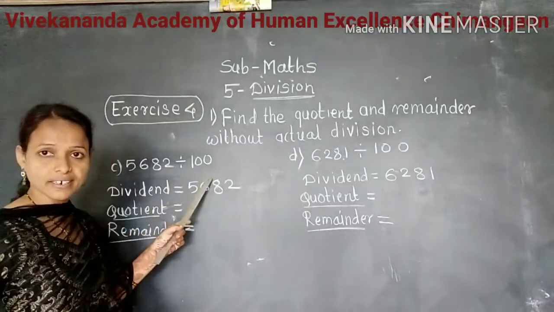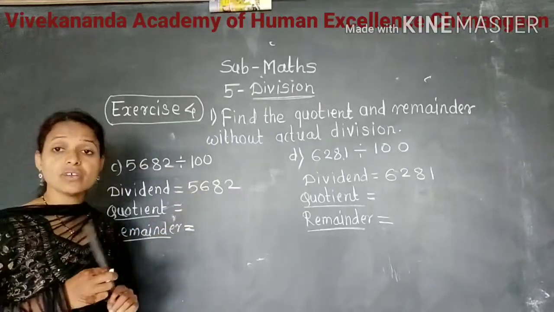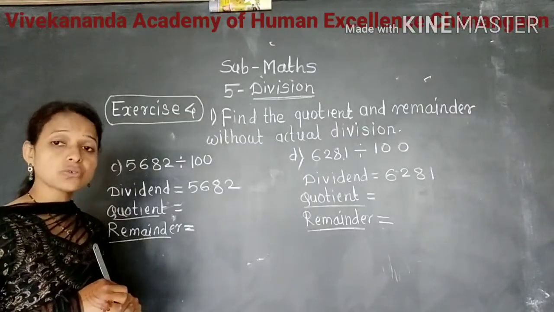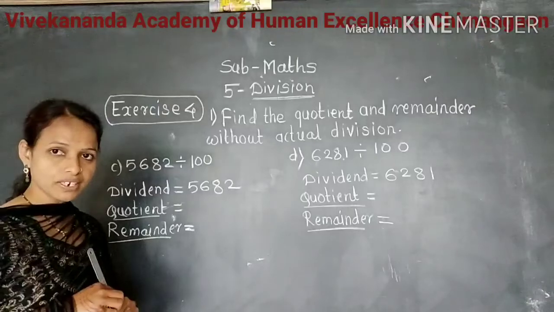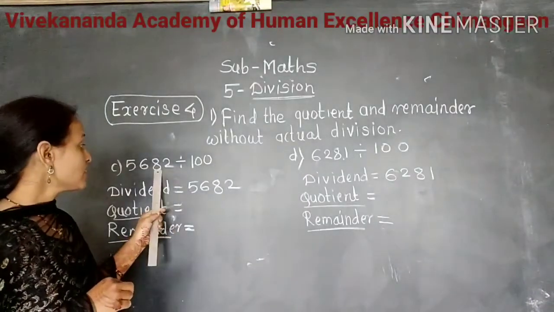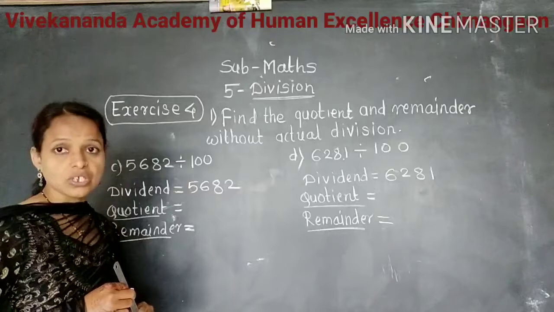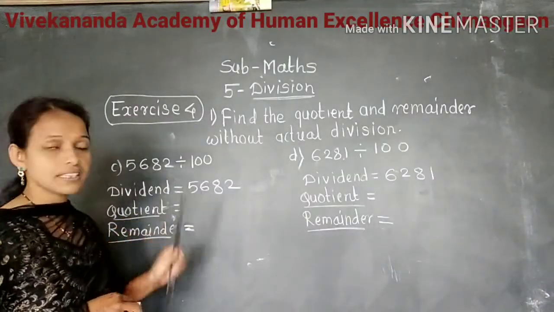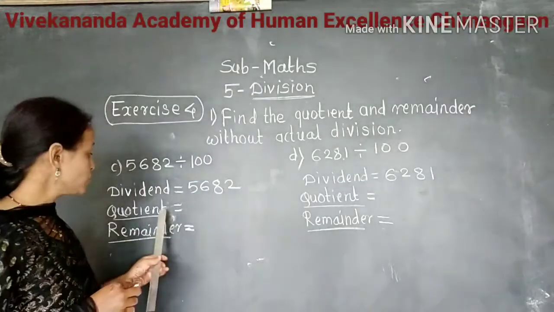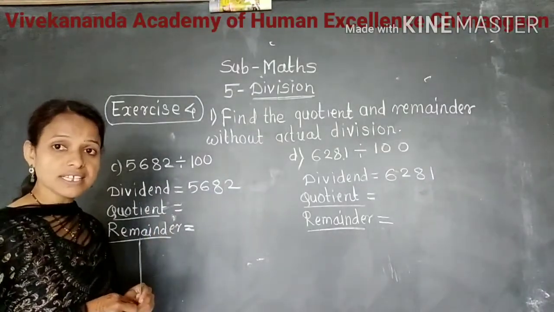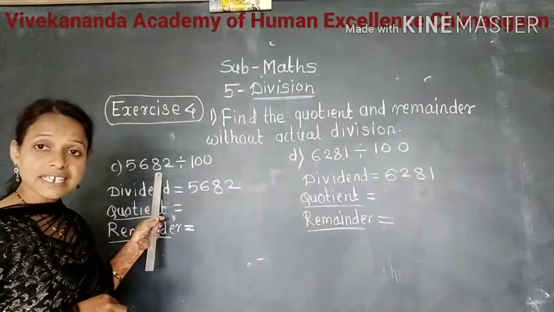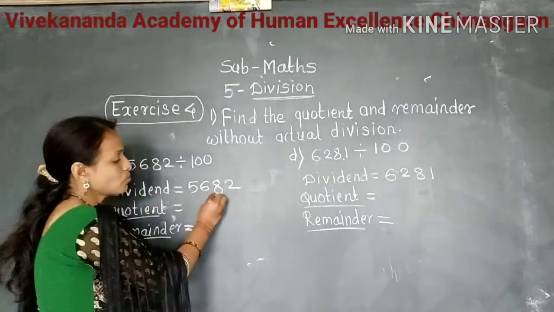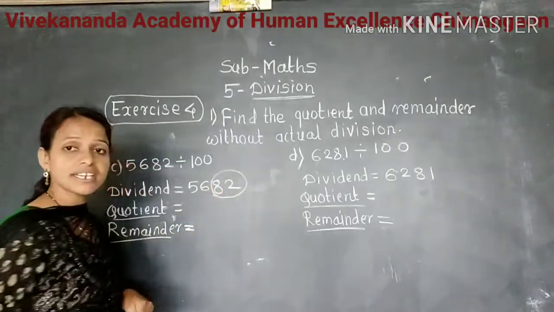5682 divided by 100. You have learned when you divide any number by 100, the quotient is obtained by removing the tens and ones digit. So in this example, 5682 is the dividend. And how do we get the quotient? By removing the tens and ones digit. Here the tens digit is 8 and the ones digit is 2. So by removing the tens and ones digit, we get the quotient.